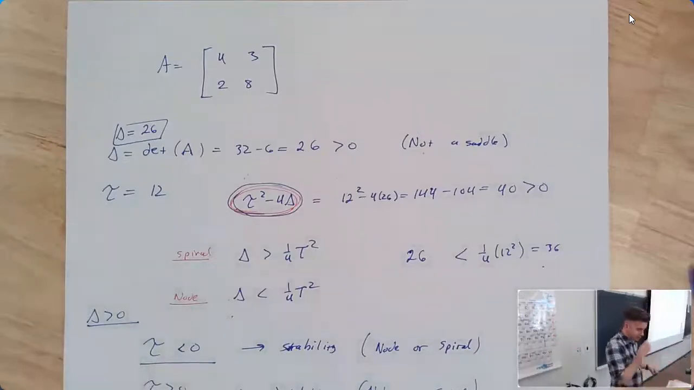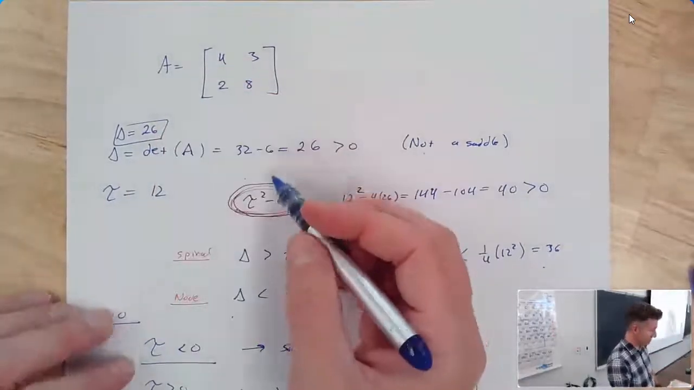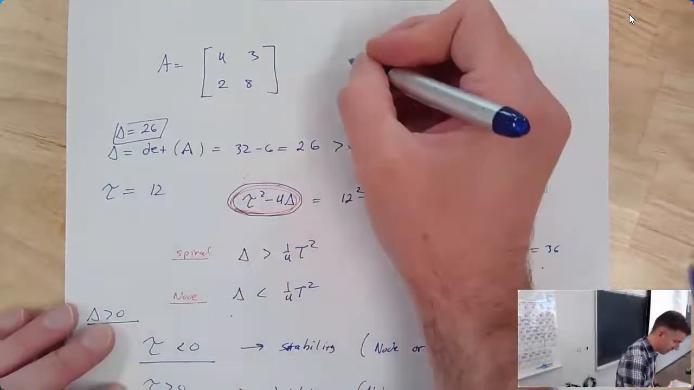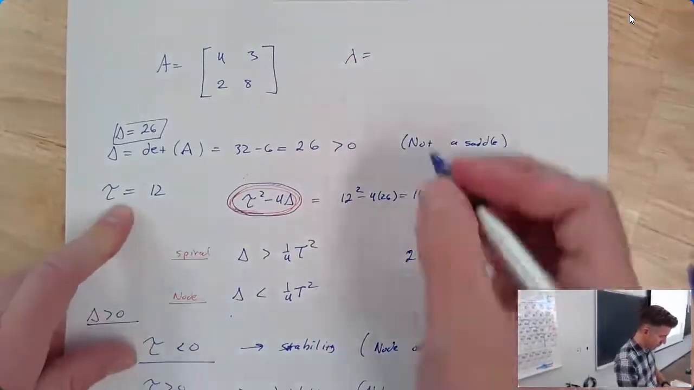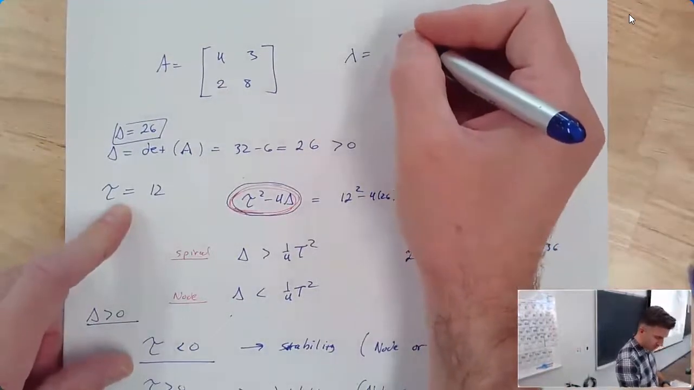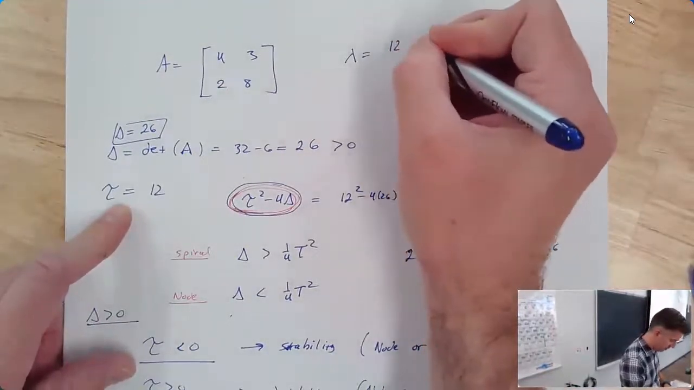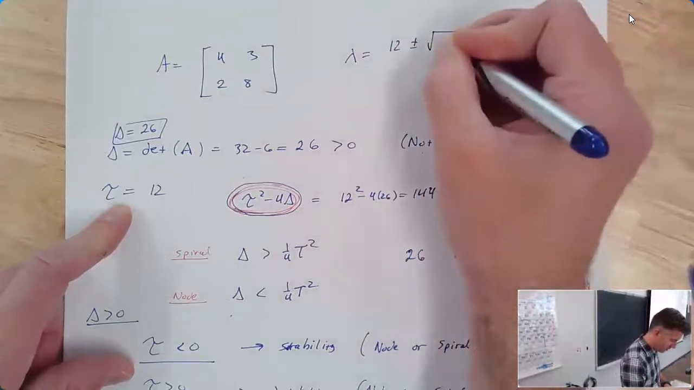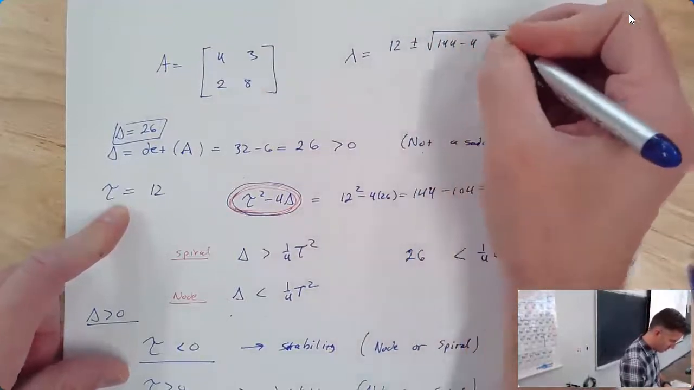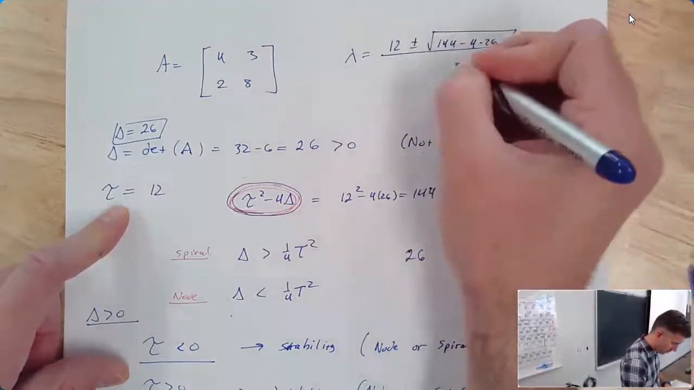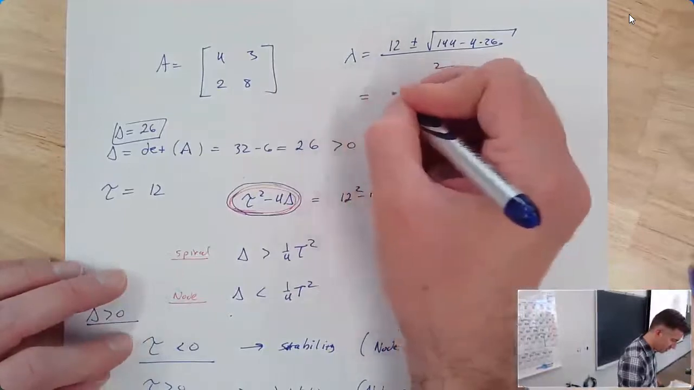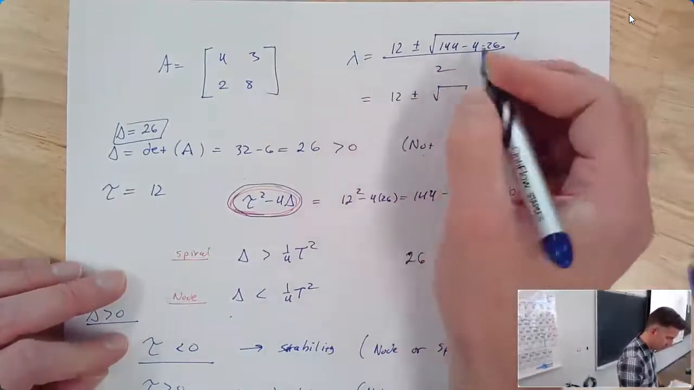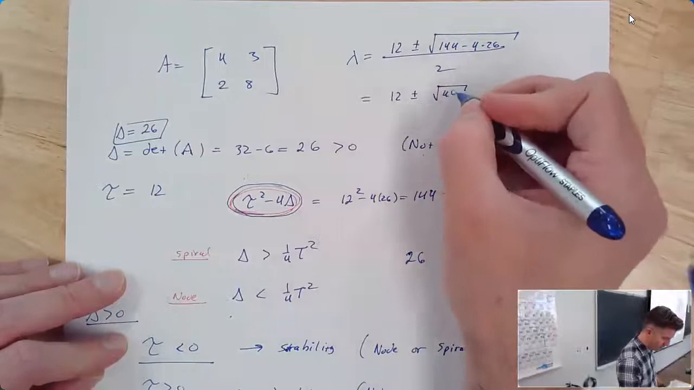But you're totally right. It would probably make a lot more sense to just say, I've got my trace, and I've got my determinant, and let's find the eigenvalues using the trace determinant method. My eigenvalues are going to be, I always have a hard time remembering if it's negative. It's going to be 12, the trace, plus or minus the square root of the trace squared minus 4 times the determinant, all over 2. And now it's pretty easy for me to see, that's going to be 12 plus or minus the square root of 144 minus 104, all over 2.